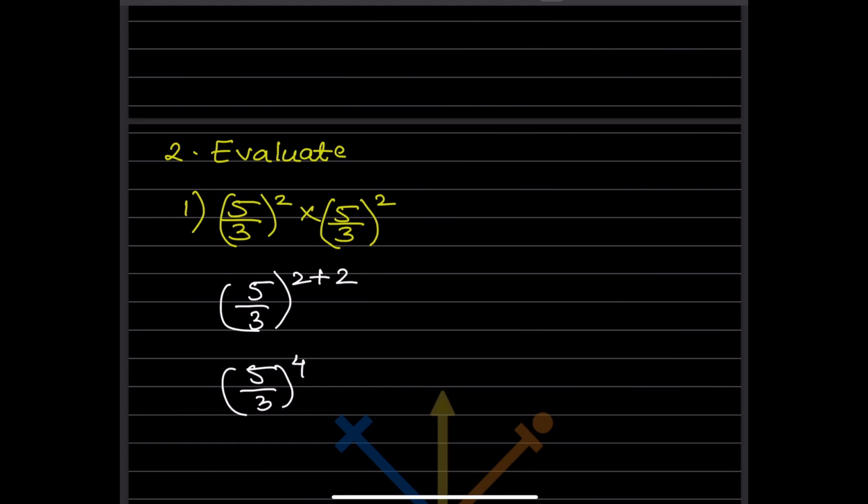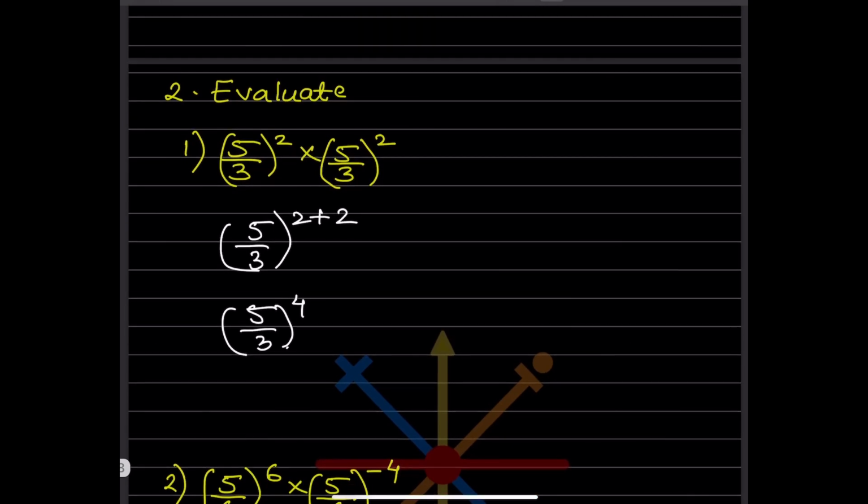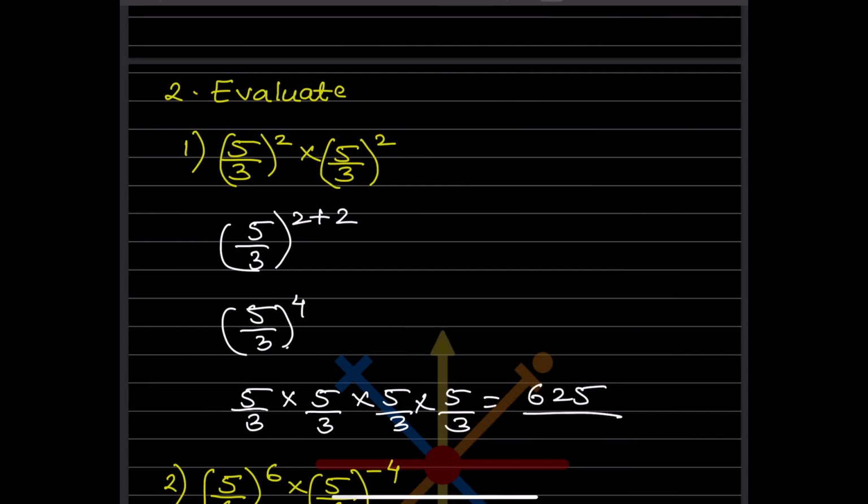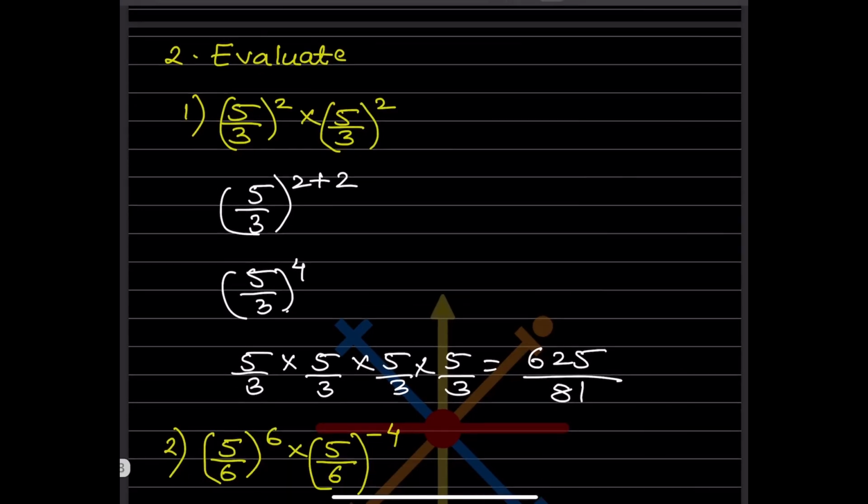And whenever there is evaluate, you don't have to keep it at this point. You have to write a proper answer for this one. So now what are you going to do? You are going to multiply 4 times. So 5 multiplied 4 times is going to be 625. And this is going to be 9, 9 3s are 27, and this will be 81.